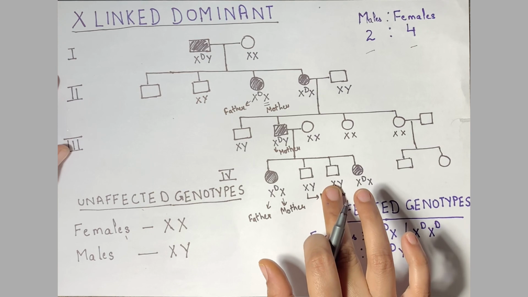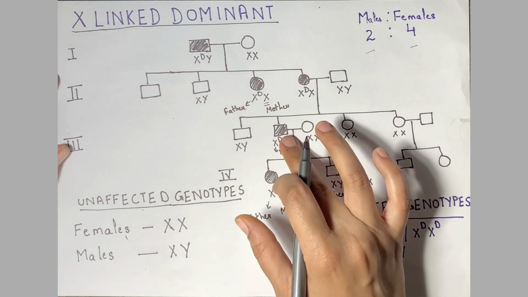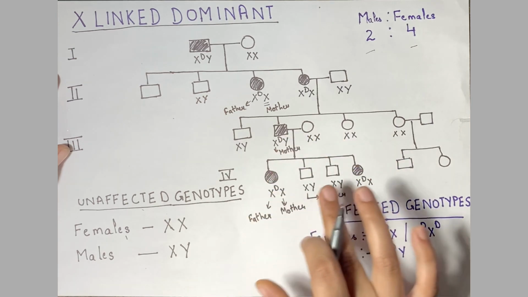This is a typical feature of X-linked dominant mode of inheritance, that the father is affected and all his daughters are affected.